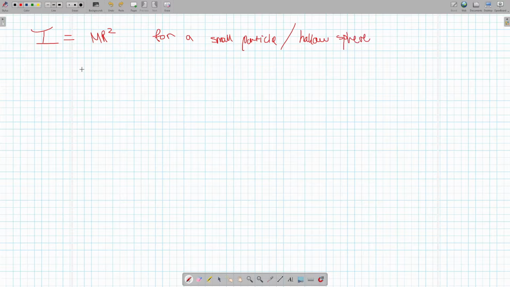Now for every shape it's different, okay? Let's see here. I equals half mr squared. Sorry, this is not a hollow sphere, it's a hollow cylinder. I is equal to half mr squared for a solid cylinder.